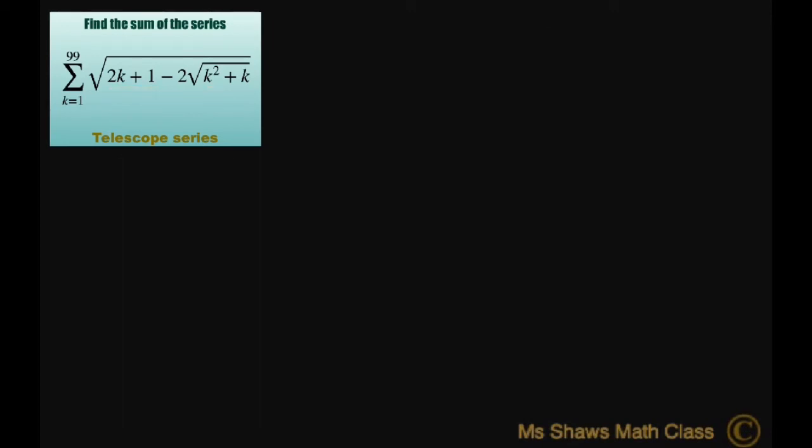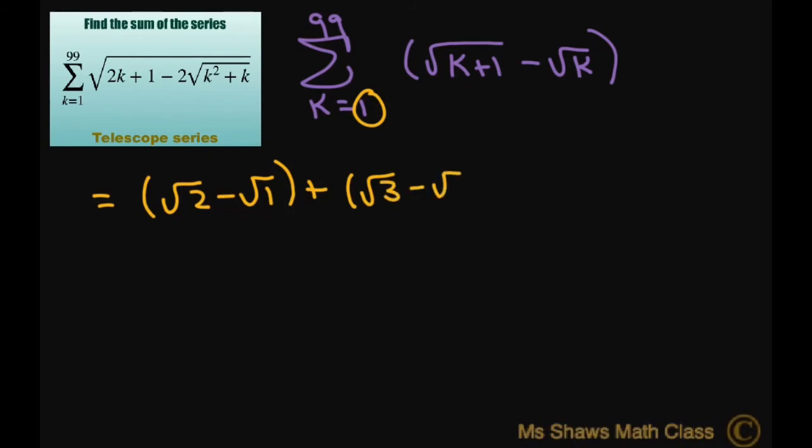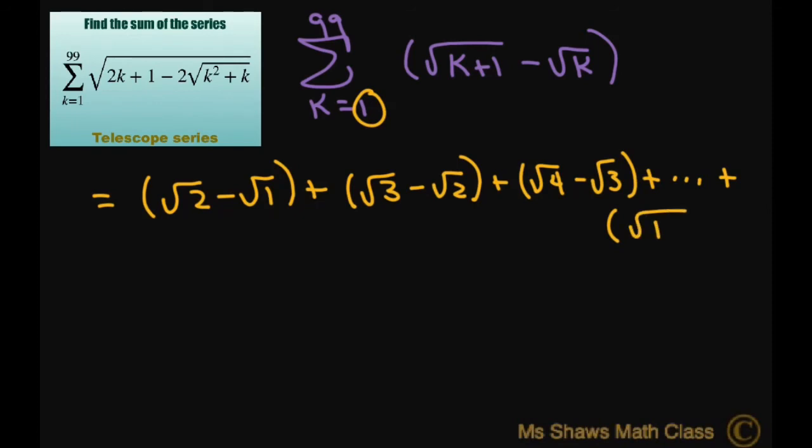So therefore our sum is going to be the sum from k equals 1 to 99, and then we're going to have square root of k plus 1 minus square root of k. All right, let's write out some terms. For my first term, when k is 1, I'm going to get square root of 2 minus square root of 1. The second term would be square root of 3 minus square root of 2. The third term would be plus square root of 4 minus square root of 3. And then plus dot dot dot plus the last term is going to be square root of 100 minus square root of 99.